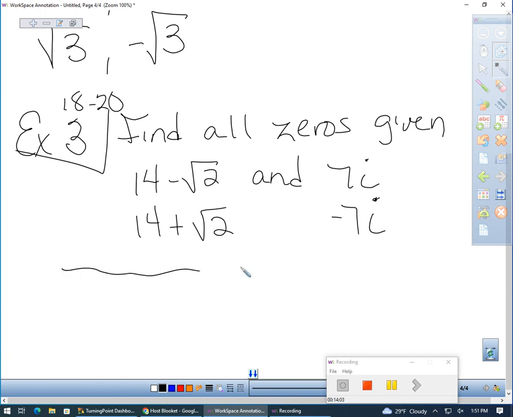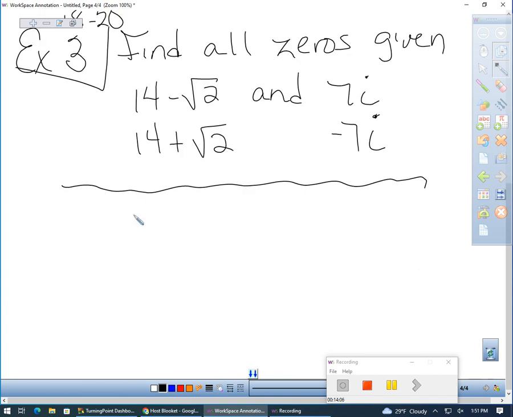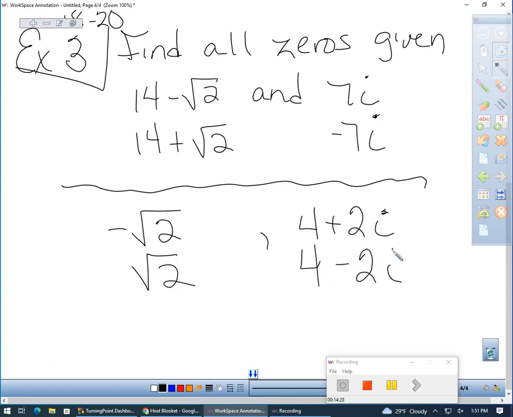So let's do one more kind of underneath the same example. Let's say you have zeros given to you as negative square root 2 and a 0 at 4 plus 2i. What are the other 2 zeros we need to list? 4 minus 2i. Okay. Now, what are we going to do with those?